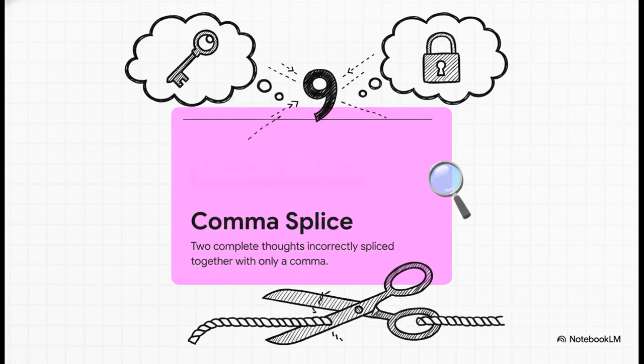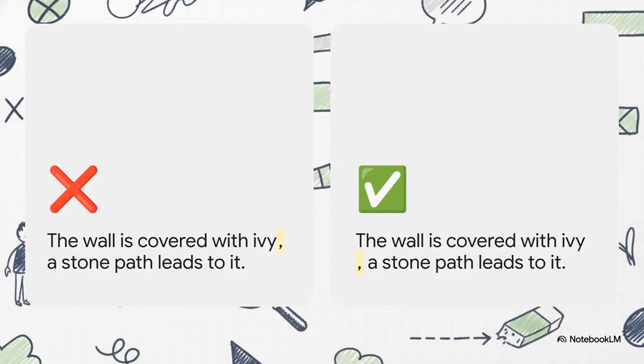Now, the second type of run-on is the infamous comma splice. This happens when you incorrectly splice two complete thoughts together using only a comma. Now look, a comma is a wonderful tool, it really is, but it's simply not strong enough on its own to glue two independent complete thoughts together. It just buckles under the pressure. And this example brilliantly illustrates the problem.